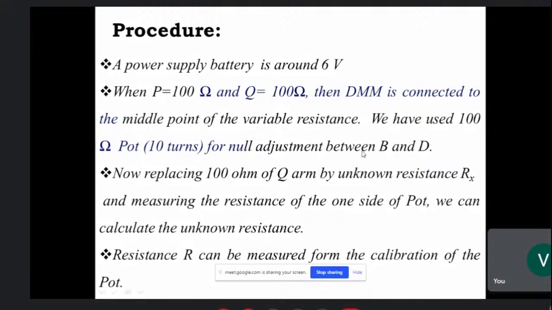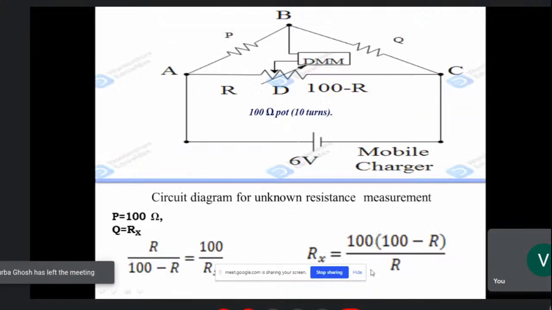Now we replace the 100 ohm in Q's position and put the unknown resistance Rx. We have put 47 ohm and measured the resistance of one side of the pot. We can calculate the unknown resistance by using this formula, Rx equals this, as P is equal to 100 ohm.